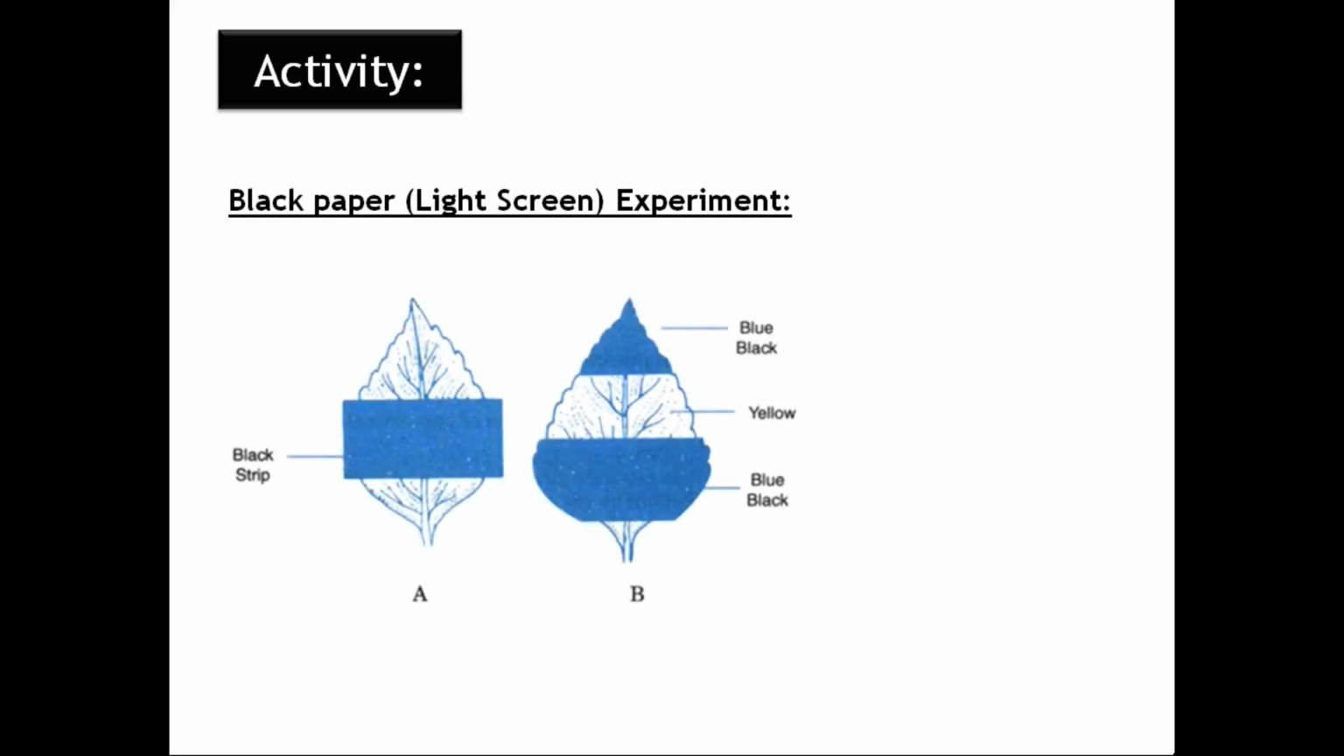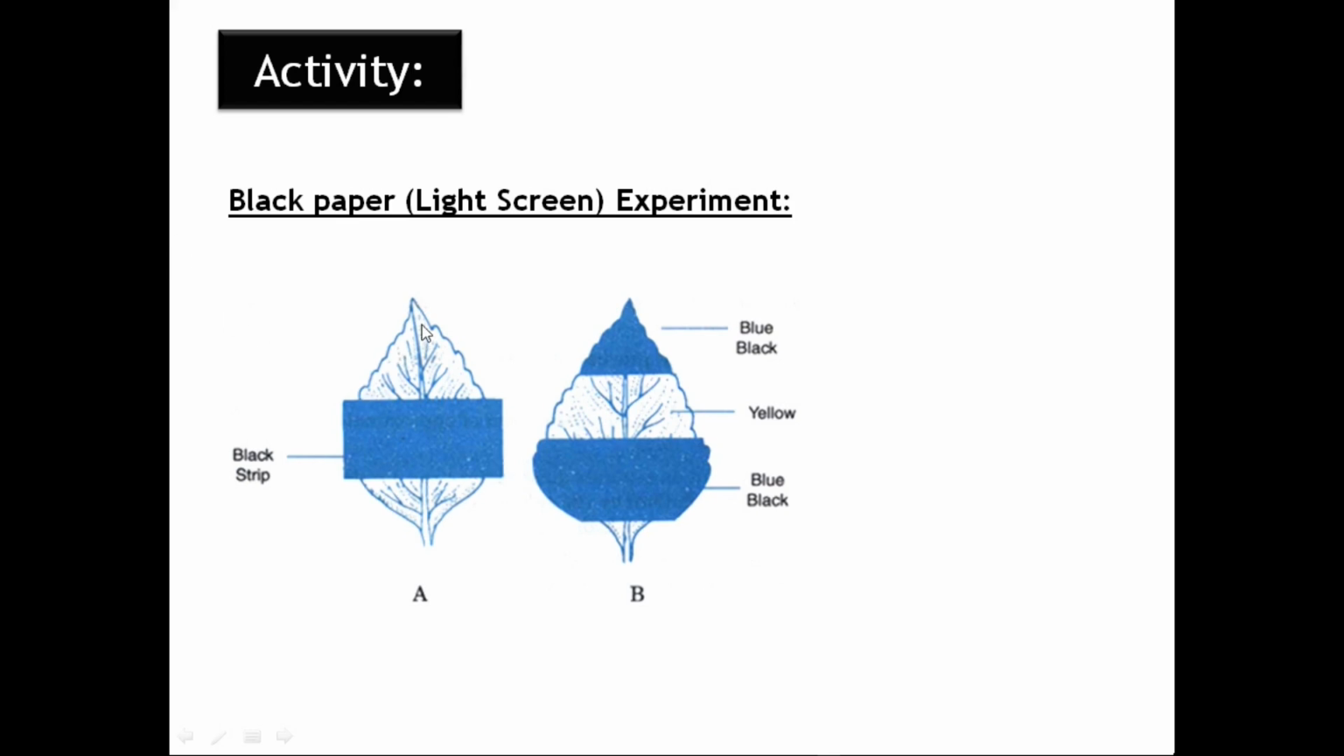To prove this, we need to take a destarched potted plant. That means take a potted plant and place it in the dark for about 1 week so that the plant completely utilizes the starch present in it and becomes starch free. We call it a destarched plant.